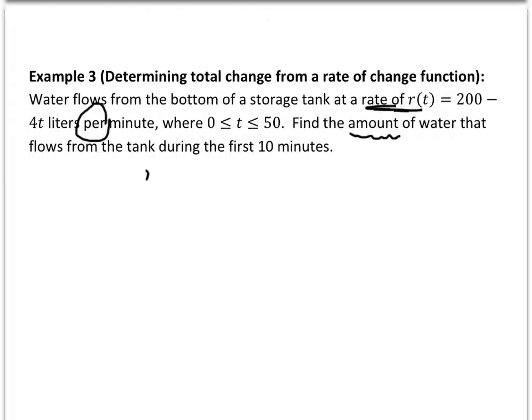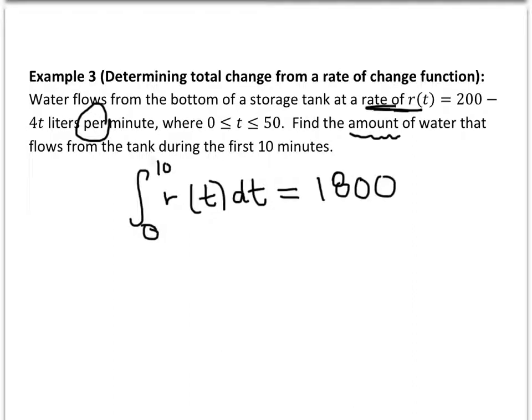So I know that I need to integrate my rate of change function, 0 to 10, during the first 10 minutes. So that's from time 0 to time 10. Integrating r of t dt. I have r of t in y1 in my calculator. I'm using Math 9. When I integrate, I get 1800. The units there are liters, liters of water during the first 10 minutes.